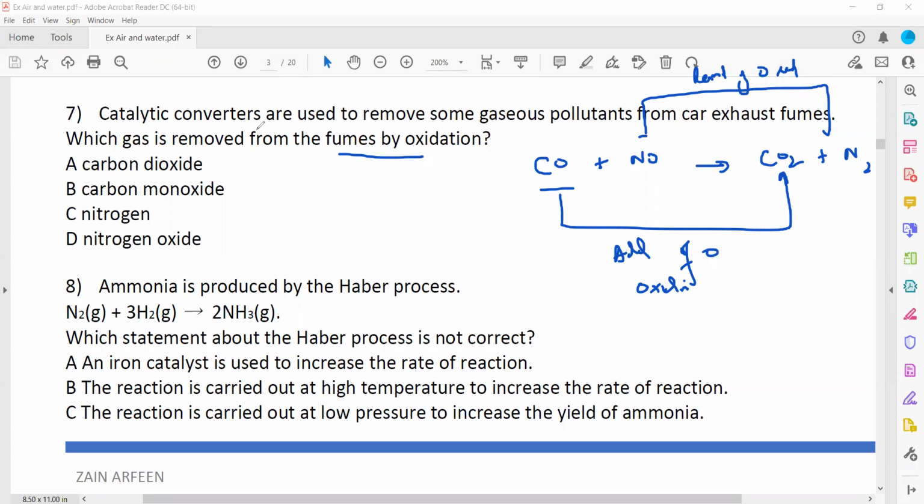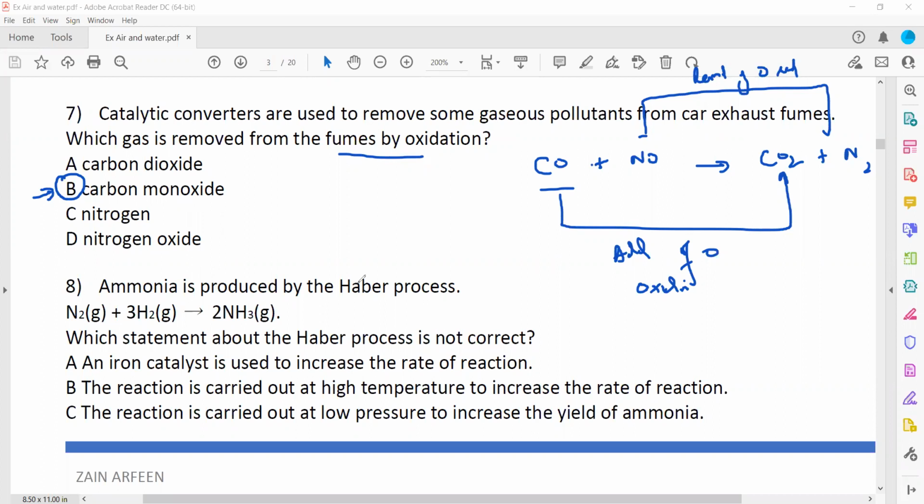So the question is, which gas is removed by oxidation? That is carbon monoxide, because carbon monoxide in a catalytic converter converts into carbon dioxide. So this change is oxidation. So B is the right answer.